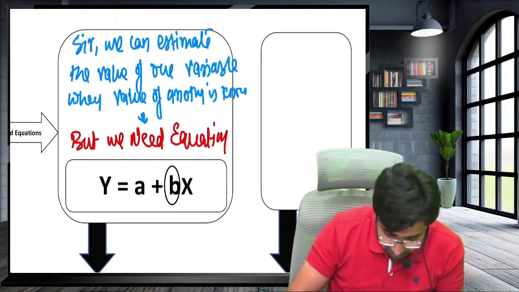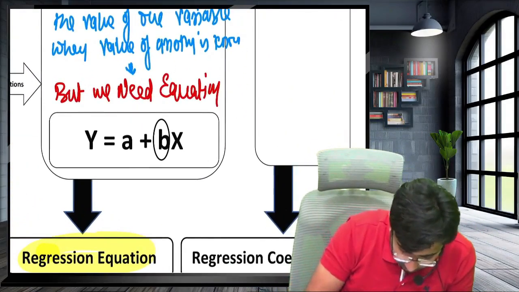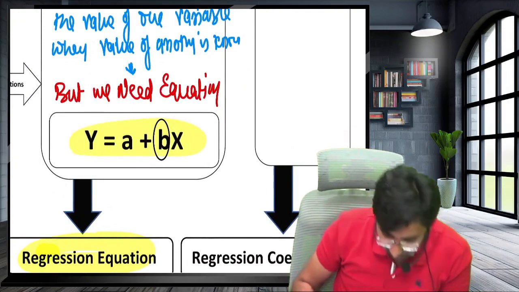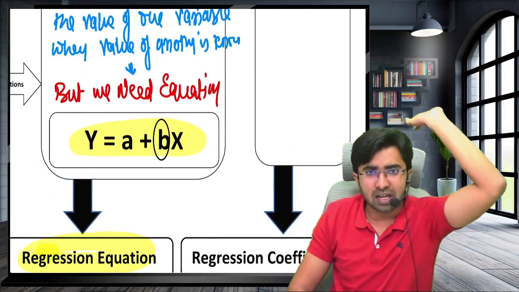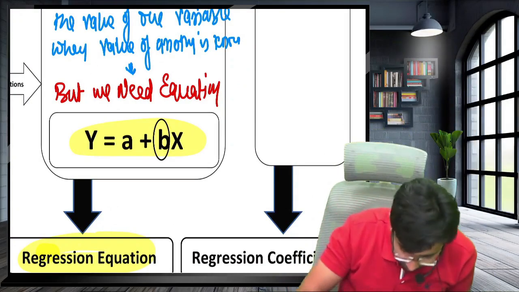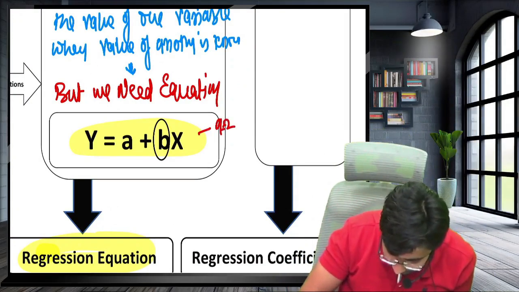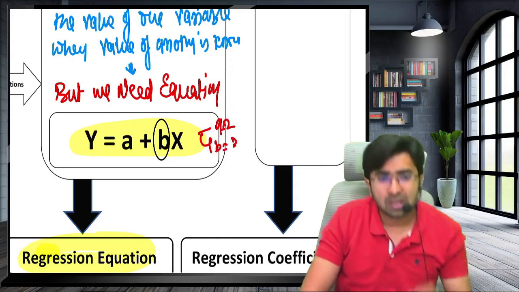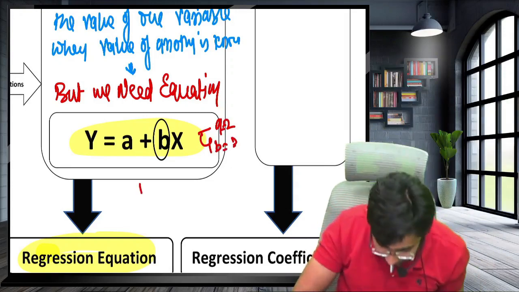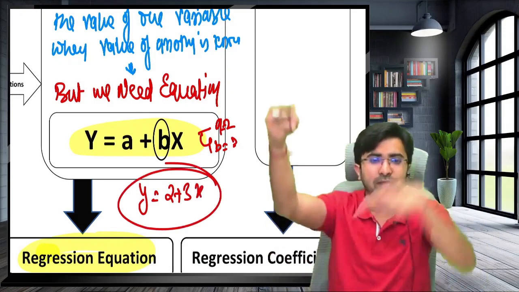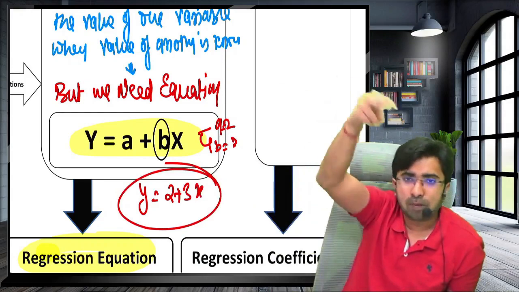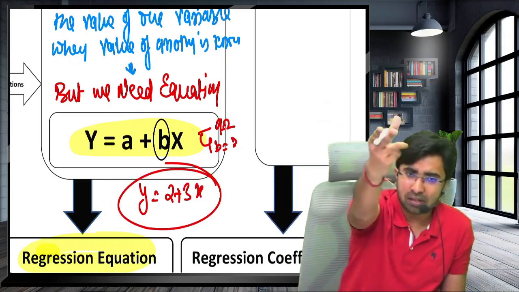I have given you the equation y is equal to a plus bx. Put the value of a, put the value of b, and the equation will be constructed. For example, a is 2 and b is 3. Can you construct the equation? Yes, sir, very easily: y is equal to 2 plus 3x. Now we have the equation, we will put the value of x and estimate y.